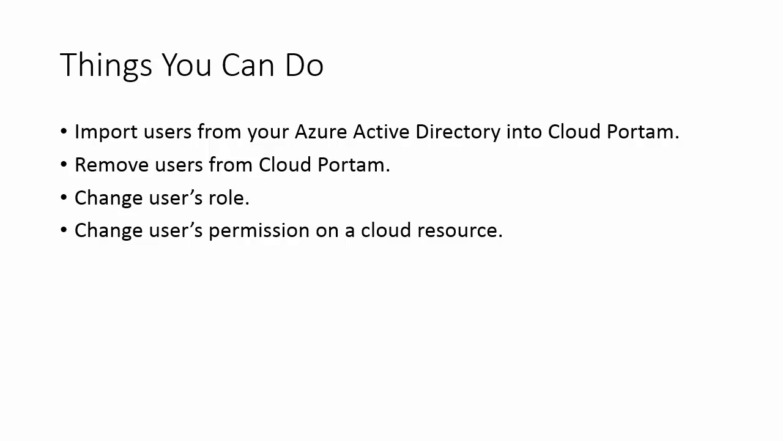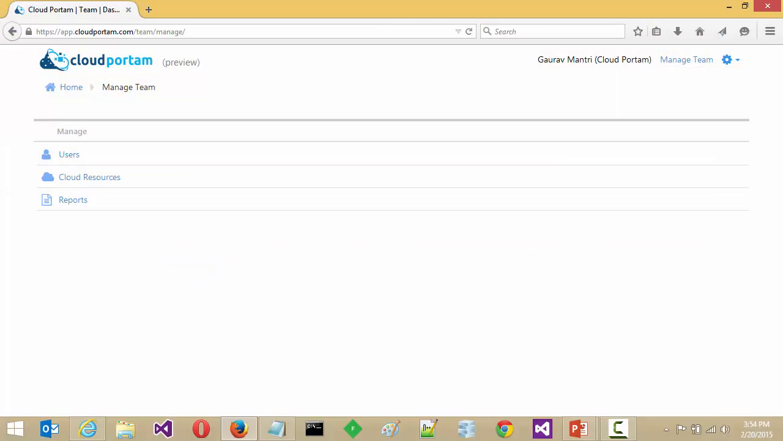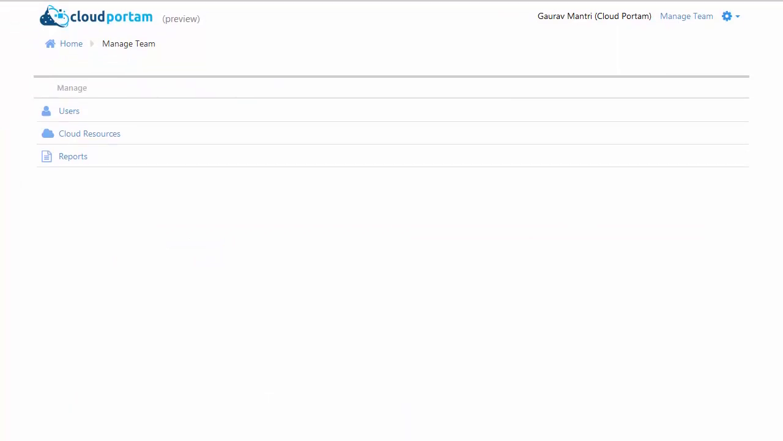Our walkthrough will be divided into two parts. In the first part, we will only talk about importing users. And then in the subsequent walkthrough, we will cover all these three things. So let's start with importing users, how you can import users from your Azure Active Directory into Cloud Portam. So let me go back into Cloud Portam. So here I am in my Cloud Portam.